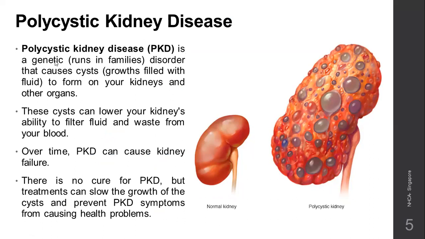So PKD is a genetic condition, a genetic disorder that causes cysts. Fluid will fill into these cavities and form in your kidneys, or in other organs as well. These growths can form, but when it happens in the kidneys, we call it polycystic kidney disease. If there is just one cyst, it is not polycystic, it is a cystic kidney disease. But if there is more than one cyst spread throughout the kidney, it is called polycystic kidney disease, PKD.